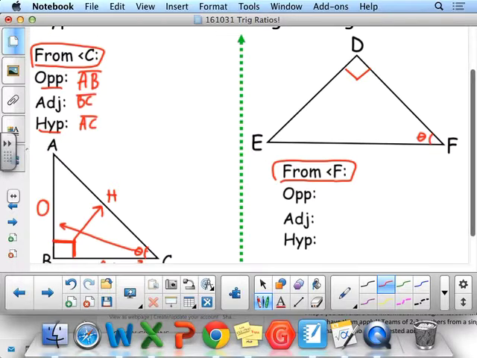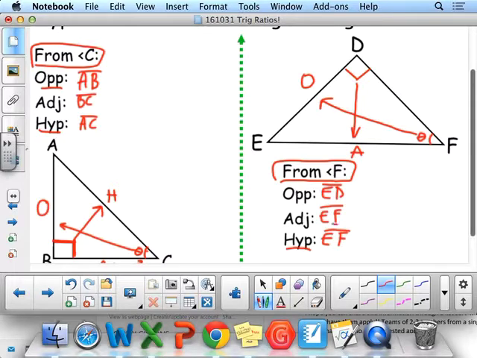So the hypotenuse, let's start here, has to be across from my 90-degree angle. So this line, E to F, is actually my hypotenuse. Now let's figure out what's directly opposite. So directly opposite from F is line E to D. So I'm going to put an O. And then whatever's left over, EF, has to be my adjacent.